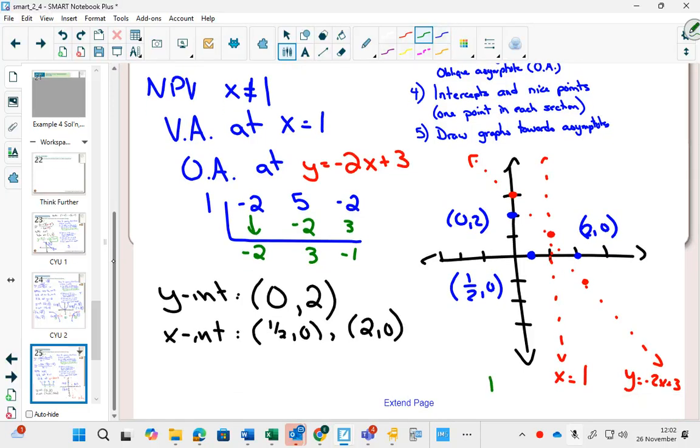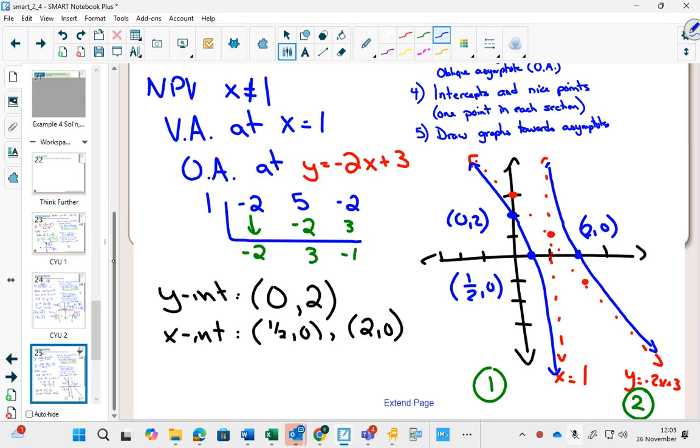Your vertical asymptote splits your graph up into 2 sections. Do we have any points on the left of x equals 1? Yes. So we have enough information to draw that part of the graph. Do we have any points in section 2? Yes. We have our x-intercept. That is enough to draw towards our asymptotes. And we're done. No extra nice points are needed.